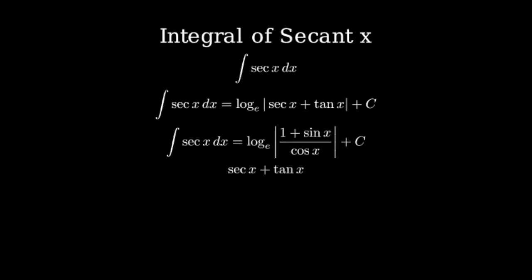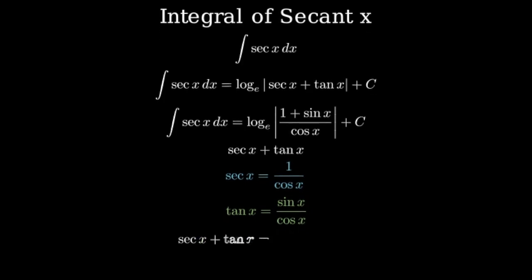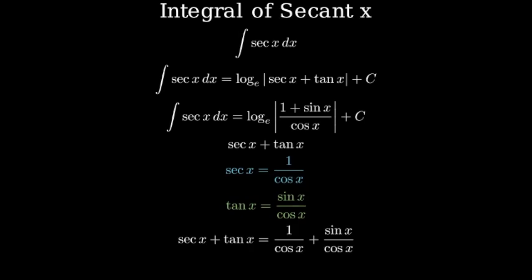We'll start by looking at the expression secant x plus tangent x. First, let's recall the definitions of secant and tangent. Secant x equals 1 over cosine x, and tangent x equals sine x over cosine x. Now, let's substitute these definitions into our expression. We get 1 over cosine x plus sine x over cosine x.